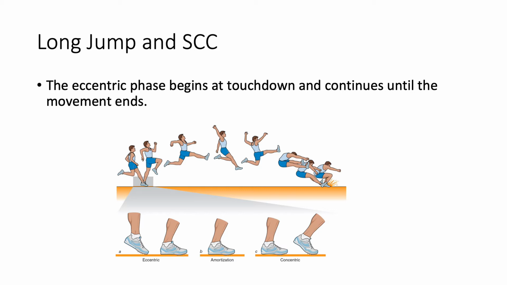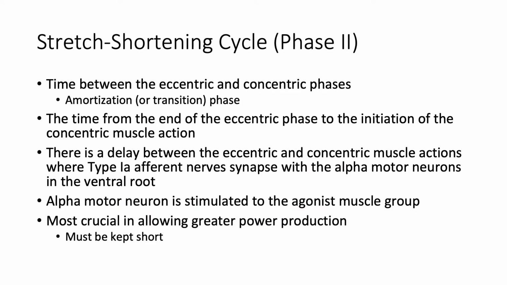As you can see, the eccentric phase during long jump begins at touchdown of the foot to the bottom of the movement. Phase 2 is the time between the eccentric and concentric phases and is referred to as the amortization or transition phase. This is the time from the end of the eccentric phase to the initiation of the concentric muscle action. One thing to note is that there is a delay between the eccentric and concentric muscle actions, where a type 1A afferent nerve synapses with the alpha motor neurons in the ventral root of the spinal cord. The alpha motor neuron sends a signal to the agonist muscle group, such as the quadriceps.